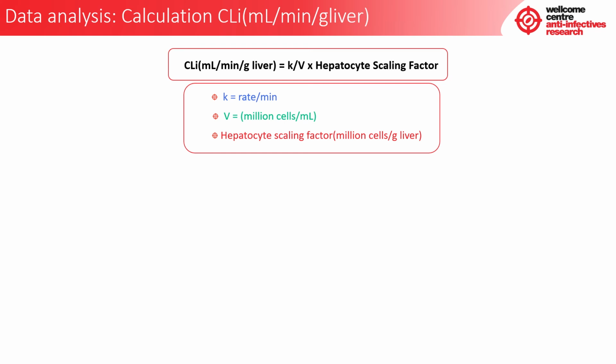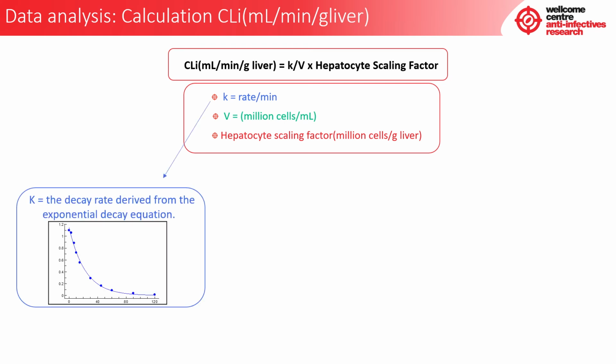Data analysis, the calculation of clearance in mL per min per gram liver. Clearance in mL per min per gram liver equals K divided by V times the hepatocyte scaling factor, where K is rate per minute and V is million cells per mL. K is the decay rate derived from the exponential decay equation.